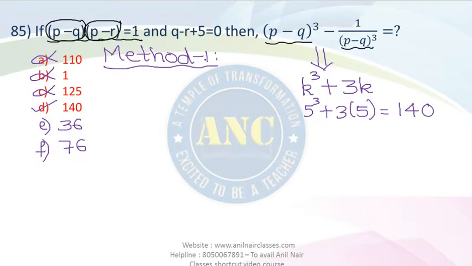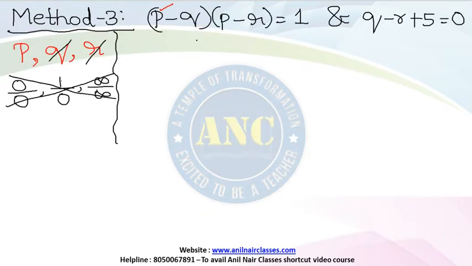Now see here, this condition is given in the question: p minus q into p minus r equal to 1. I wrote it in method 3. This other condition, q minus r plus 5 equal to 0, that I also wrote. Let me write down this also. (p minus q) whole cube minus 1 by (p minus q) whole cube is what I need to find in the question.